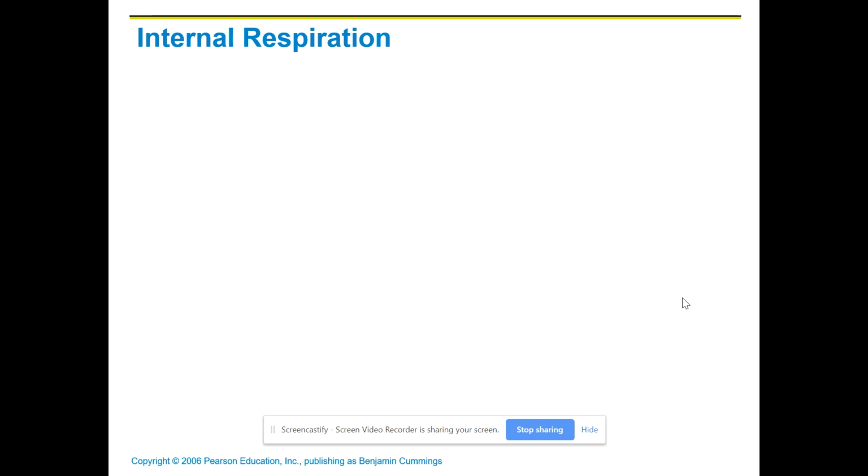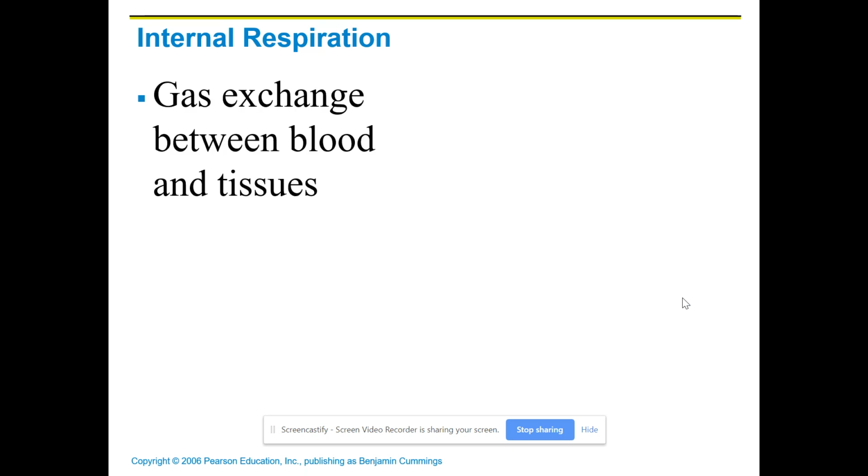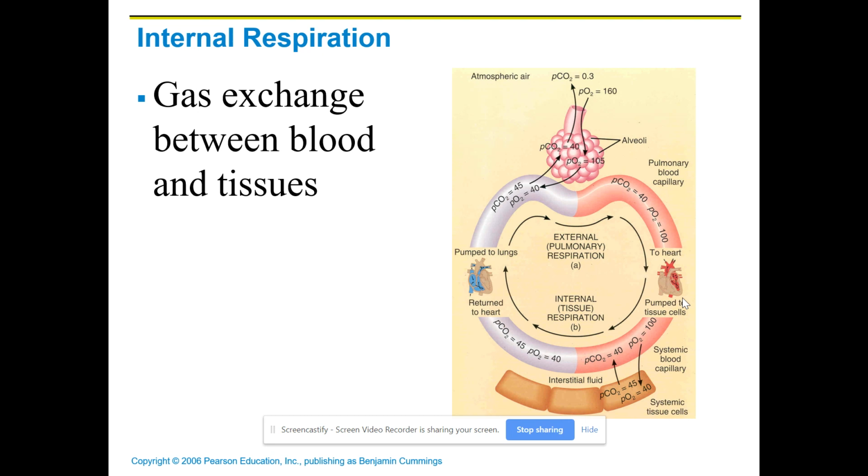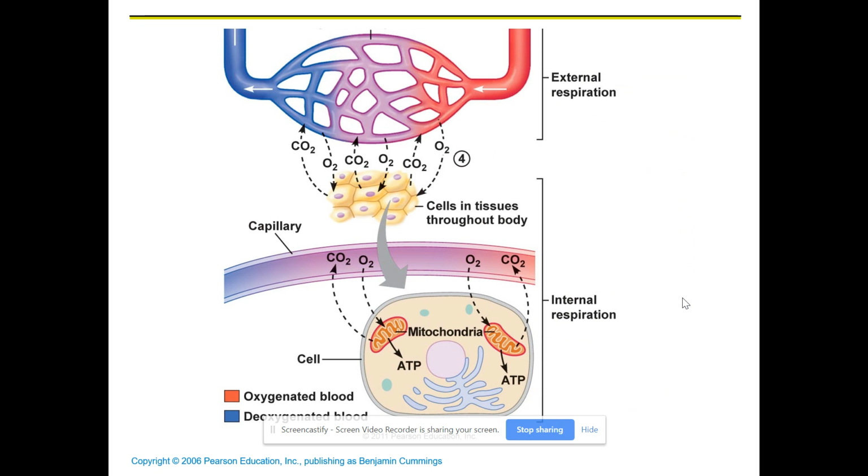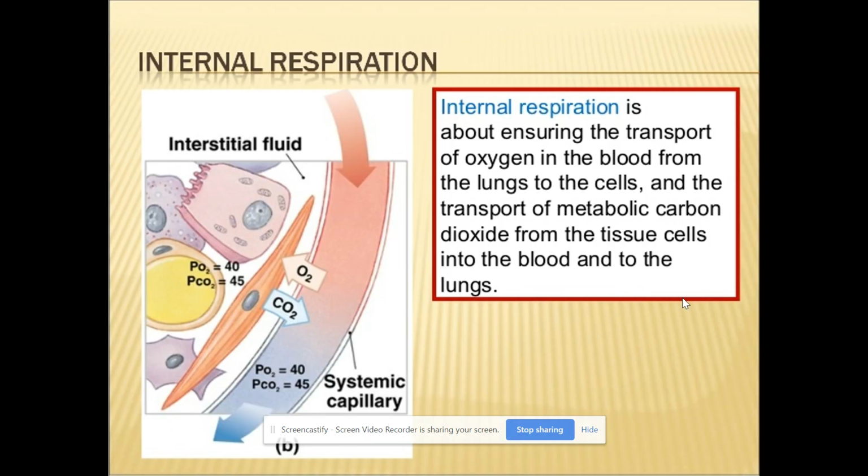Blood is then going to move through this circulatory system, and we're going to wind up at the capillaries in the tissues, and we're going to get another gas exchange. This time, though, the gas exchange is between blood and tissues. Again, this is called internal respiration. So internal respiration is gas exchange between blood and tissues. It's very similar to external respiration. It always moves from high concentration to low concentration. So again, we need to pay attention to what these concentrations are.